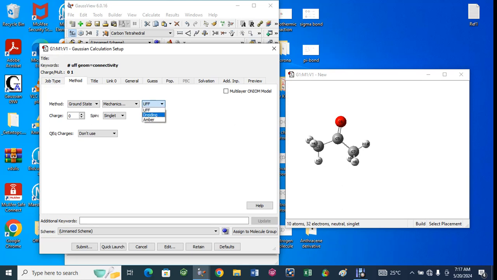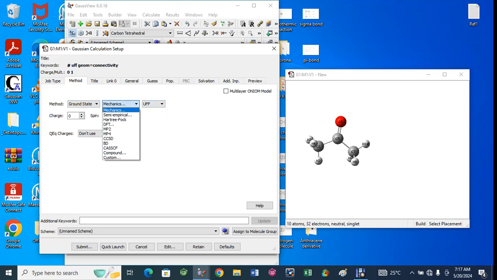So if I am choosing the UFF method, I know that I want to use it maybe to solve a particular problem. Grading, maybe that is the method that is best fit for the problem. I can choose at my own pace, or choose at my own level of expertise. So if I know that I'm very good at using UFF, I can choose that. Grading, I can choose that. And Amber, I can also choose that. So that's that about the molecular mechanics.